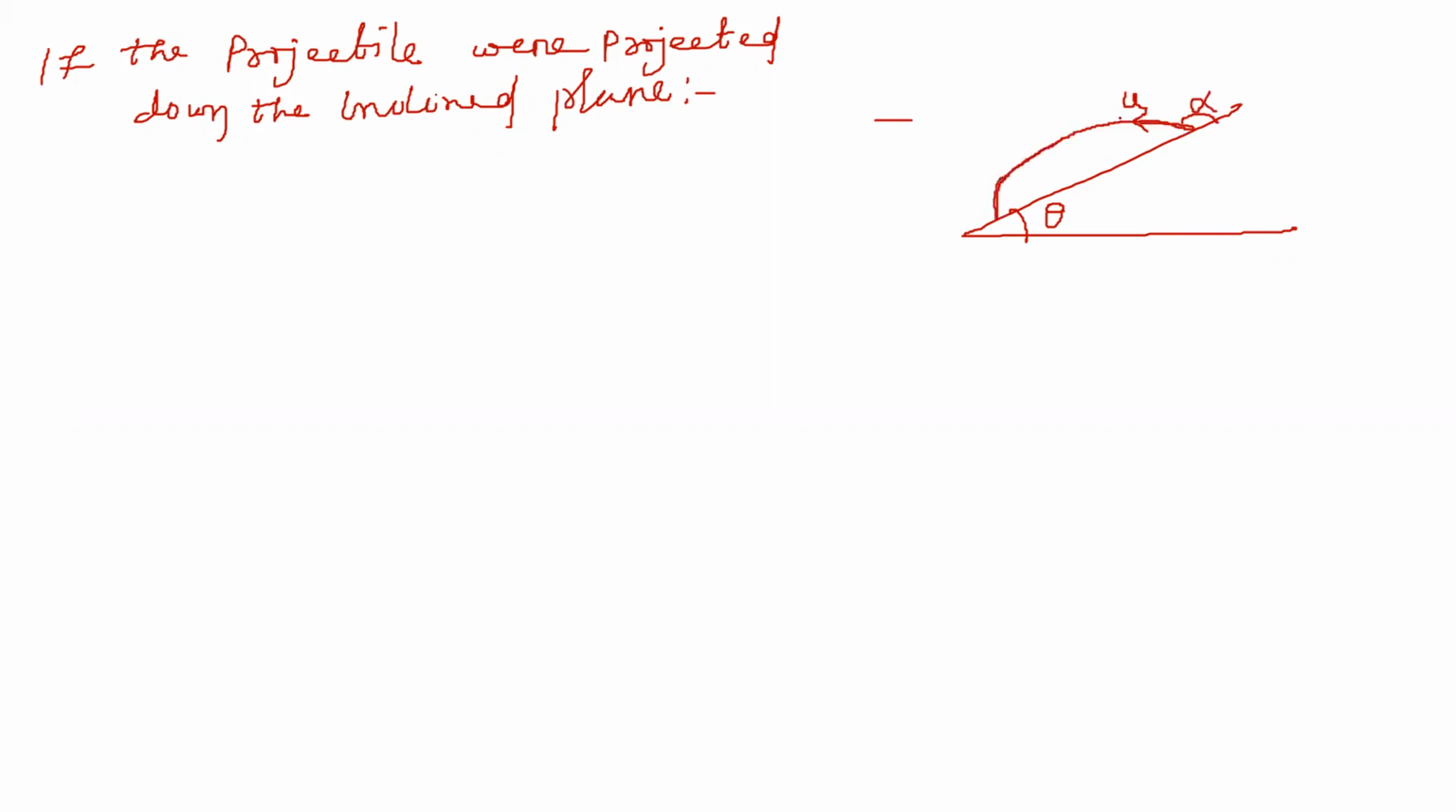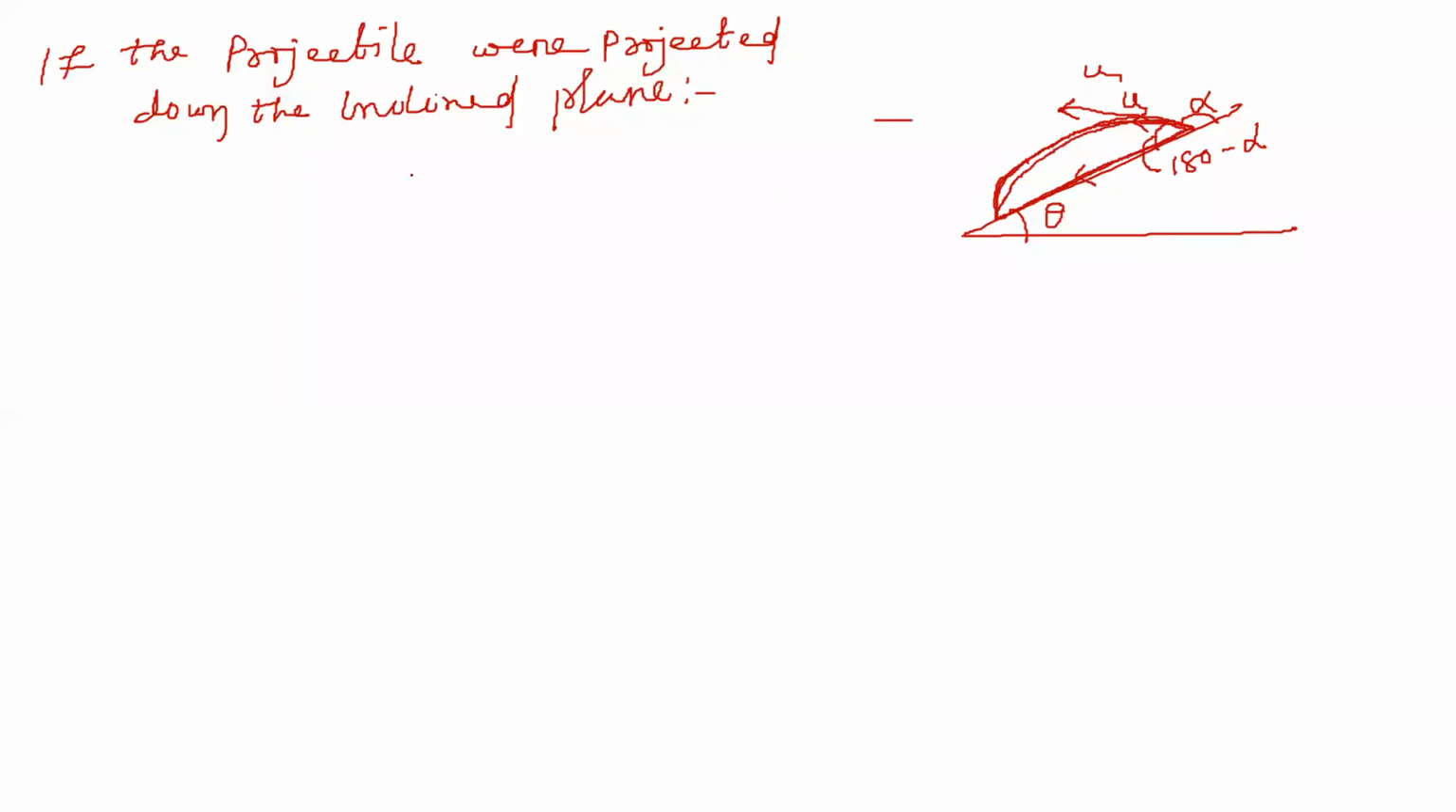Anywhere it is falling. This was the u. It was thrown like this, so due to gravity, it came like this. So what are the necessary changes here? If this is alpha, this angle we have to take always, and this angle will be how much? 180 minus alpha, correct? And if range was positive in this direction, now I have to take the range in this direction, that is negative.